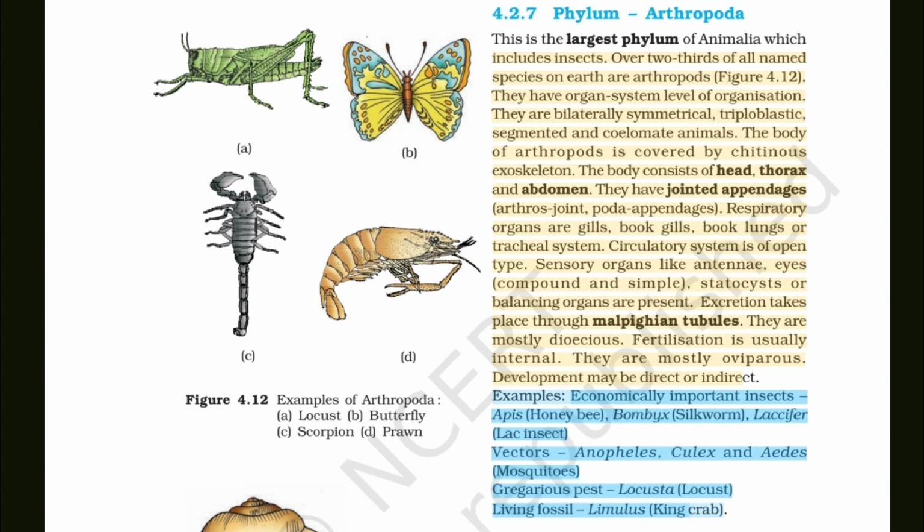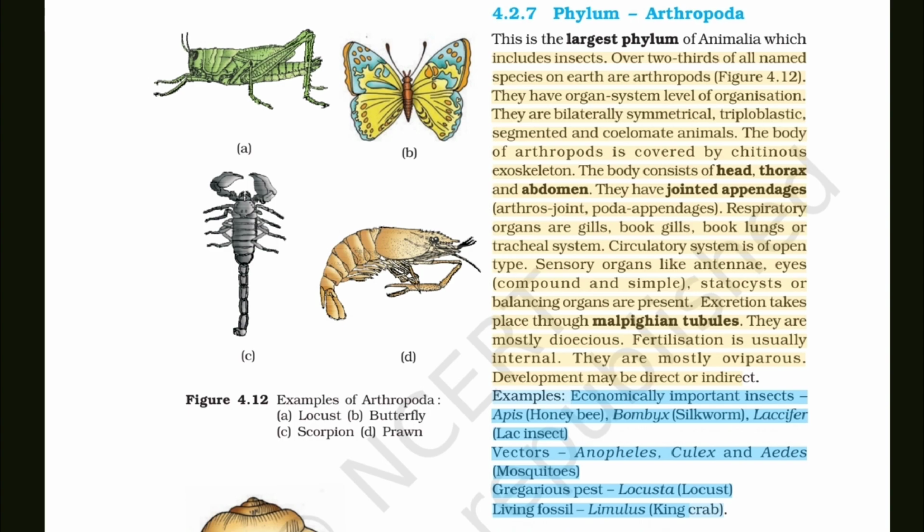4.2.7. Phylum Arthropoda. This is the largest phylum of Animalia which includes insects. Over two-thirds of all named species on Earth are arthropods, figure 4.12. They have organ system level of organization. They are bilaterally symmetrical, triploblastic, segmented and coelomate animals. The body of arthropods is covered by chitinous exoskeleton. The body consists of head, thorax and abdomen. They have jointed appendages, arthros, joint, pod, appendages.